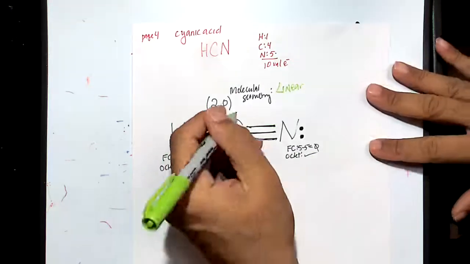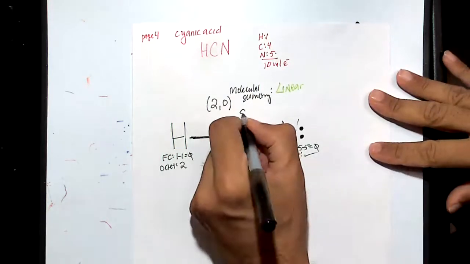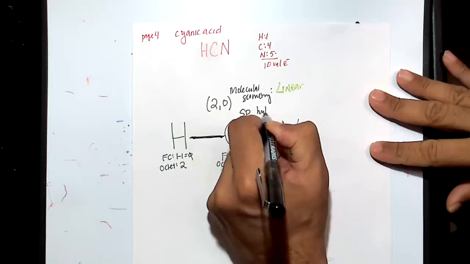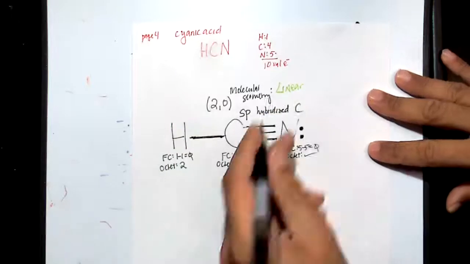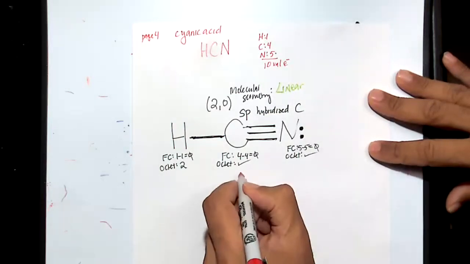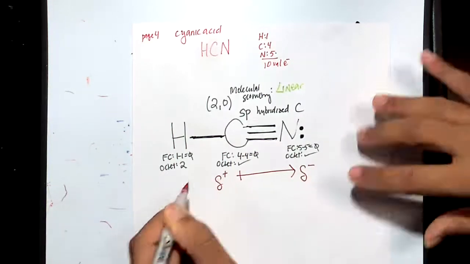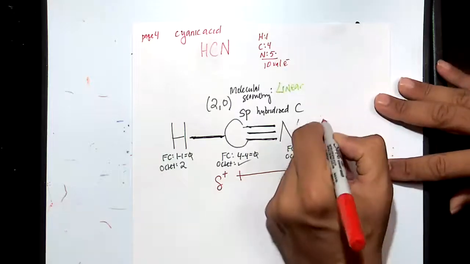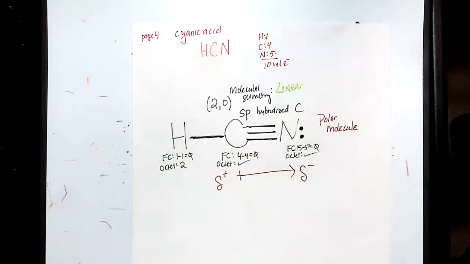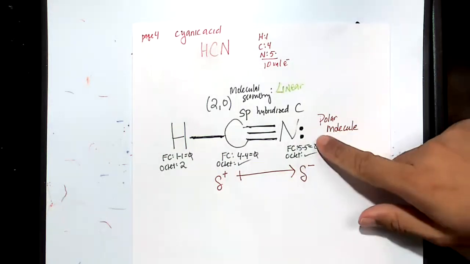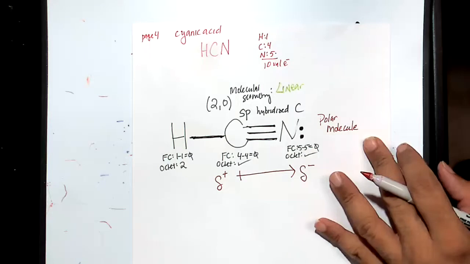Right, sp is the hybridization. To get to 2 bonds, 0 lone pairs, we're going to take one from s and the other from p. It's an sp hybridized carbon. And then finally, this is a polar molecule. That nitrogen is pulling. So we have a partial negative end and a partial positive end. All right, cyanic acid, sp hybridized carbon, 2 bonds, 0 lone pairs. Molecular geometry is linear. It's a polar molecule.